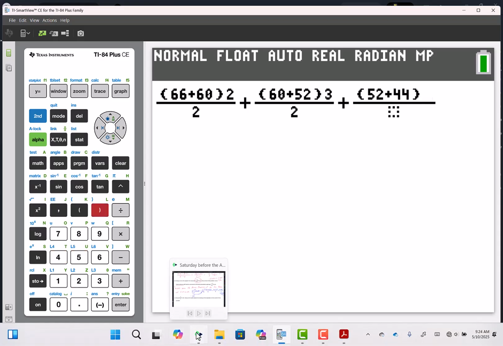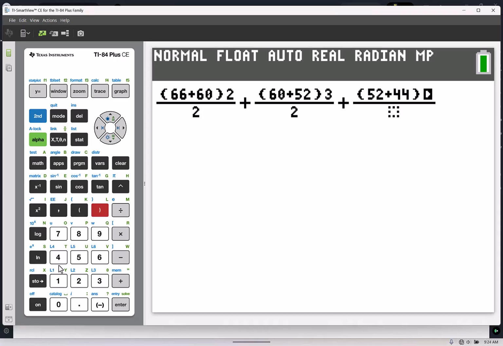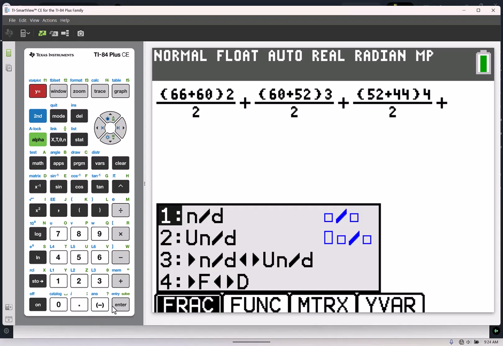Is it 2? Let me check. Times 4. Times 4 divided by 2. Do you know where I'm getting the heights from? Be honest. Okay. And then the last one was what?